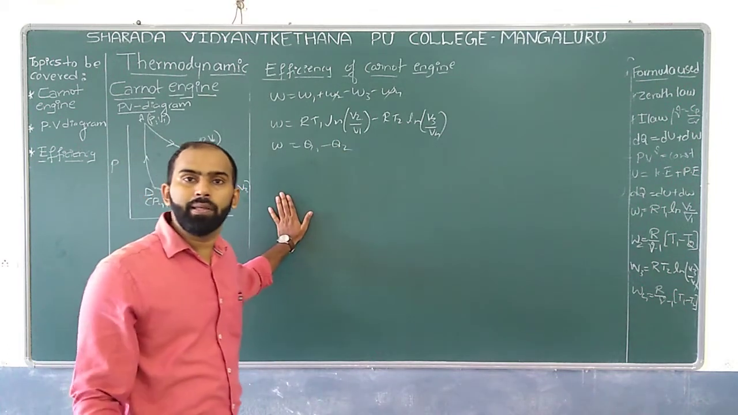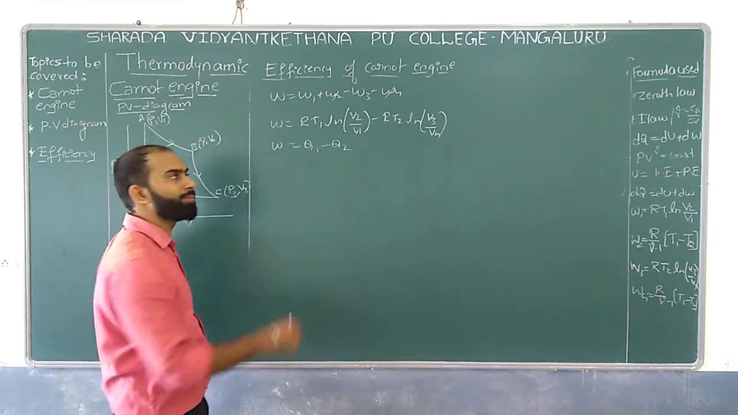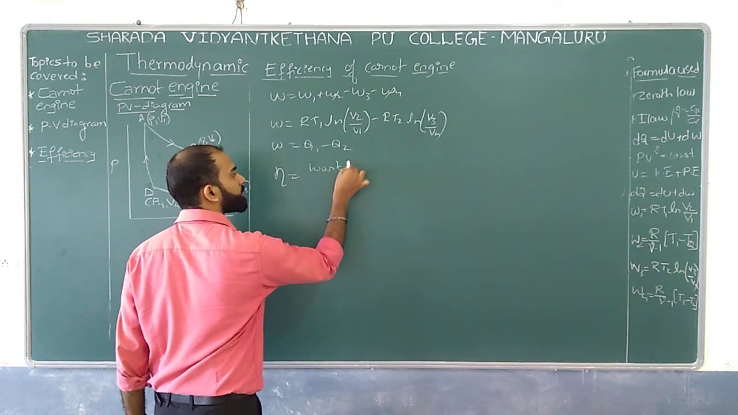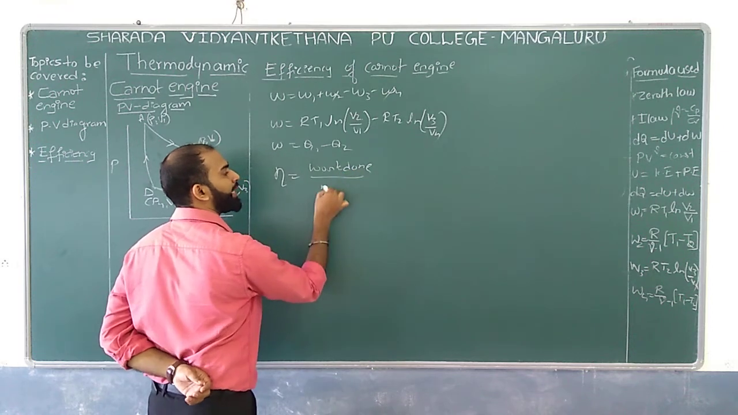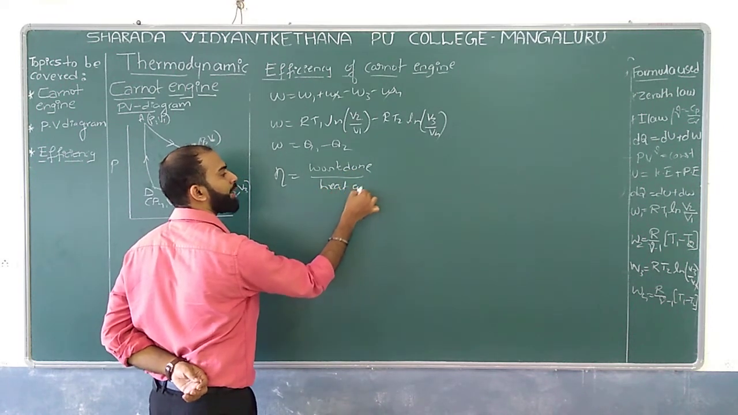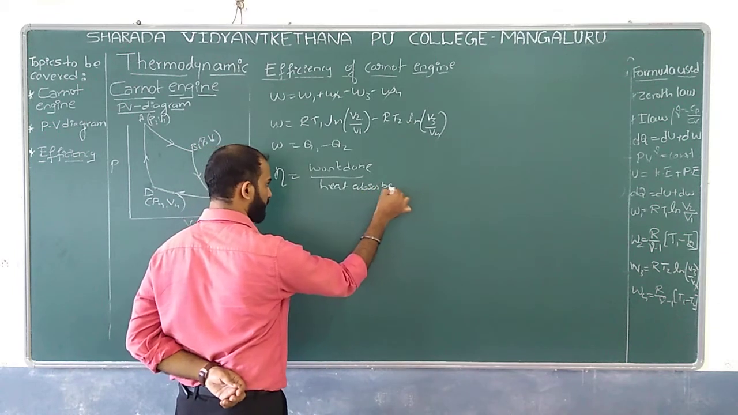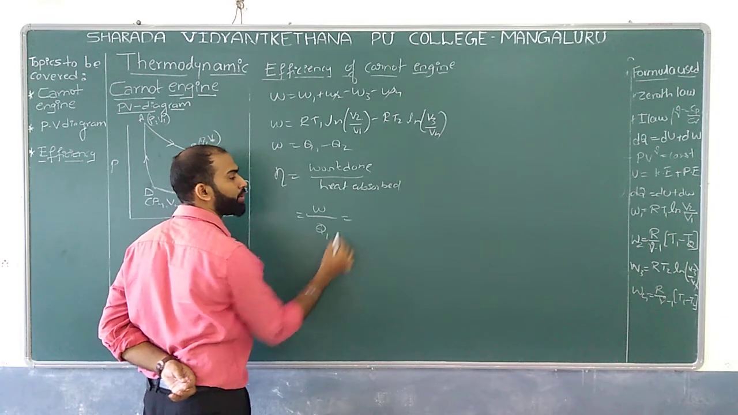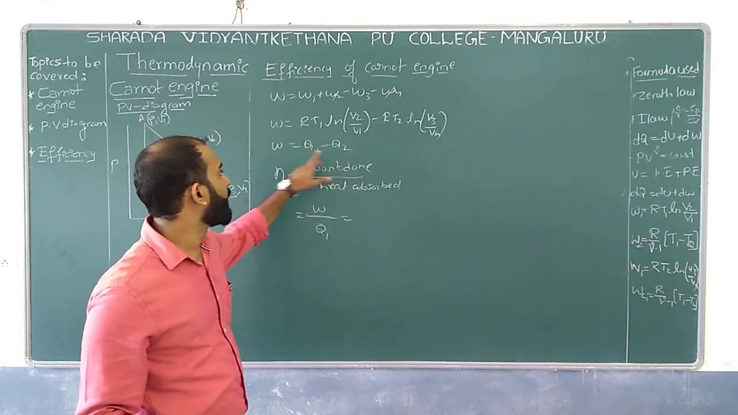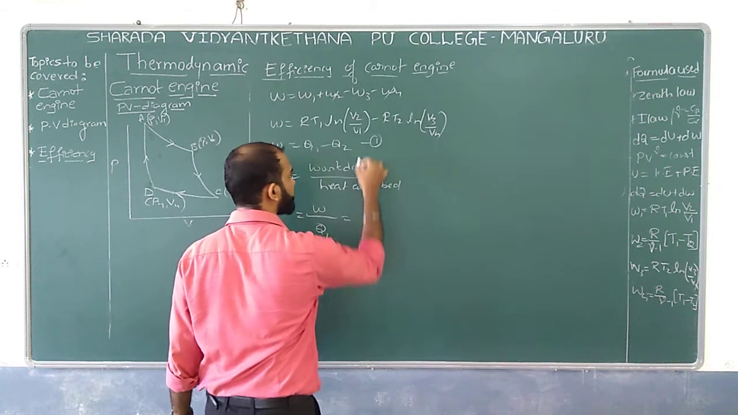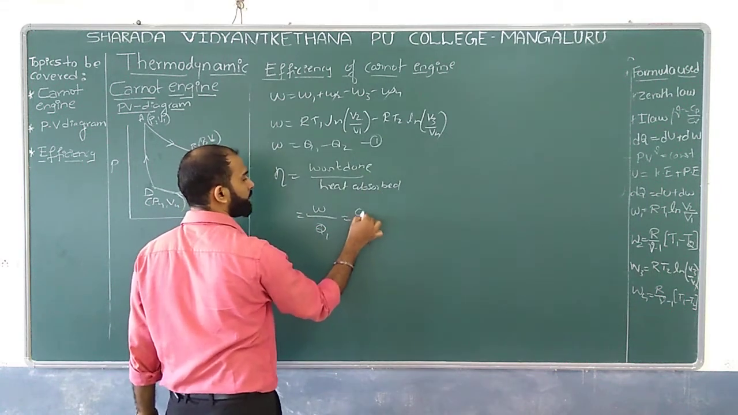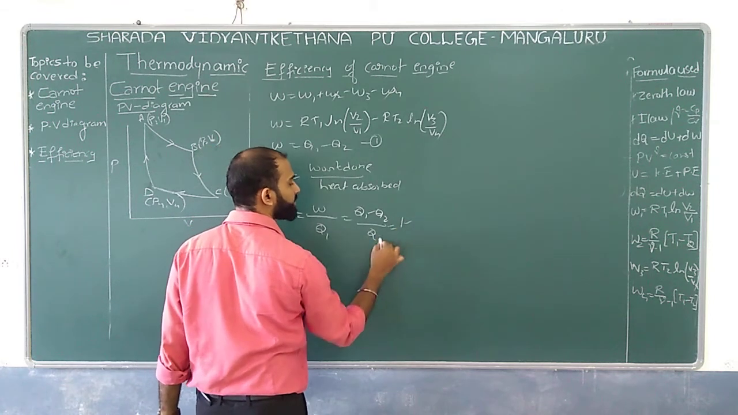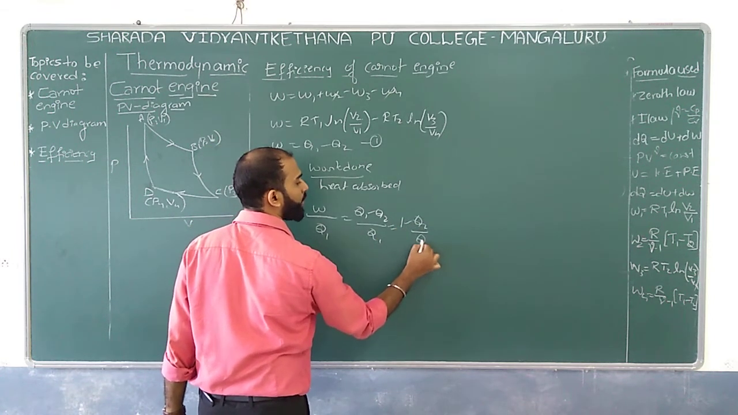Okay, so now what do we mean by efficiency? Efficiency, eta, is the work done divided by the heat absorbed. So altogether, W divided by the heat absorbed Q1. W can be replaced by using this star equation, Q1 minus Q2, divided by Q1, which is equal to 1 minus Q2 by Q1.